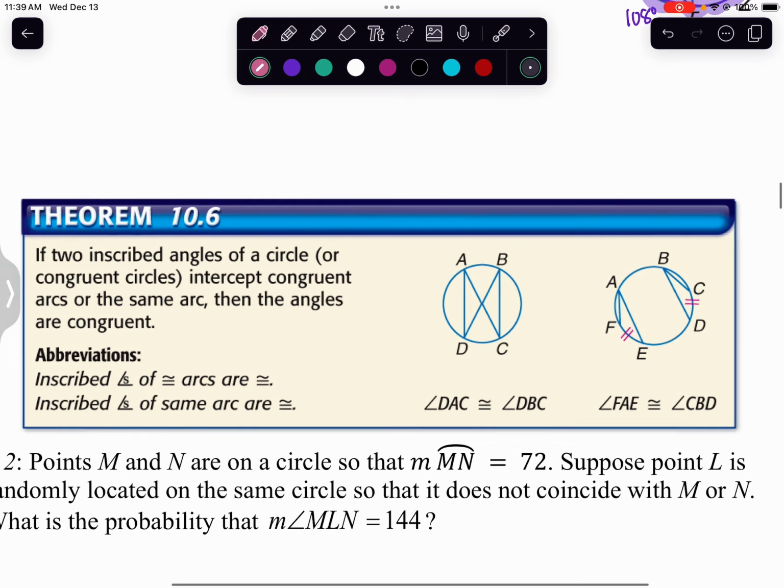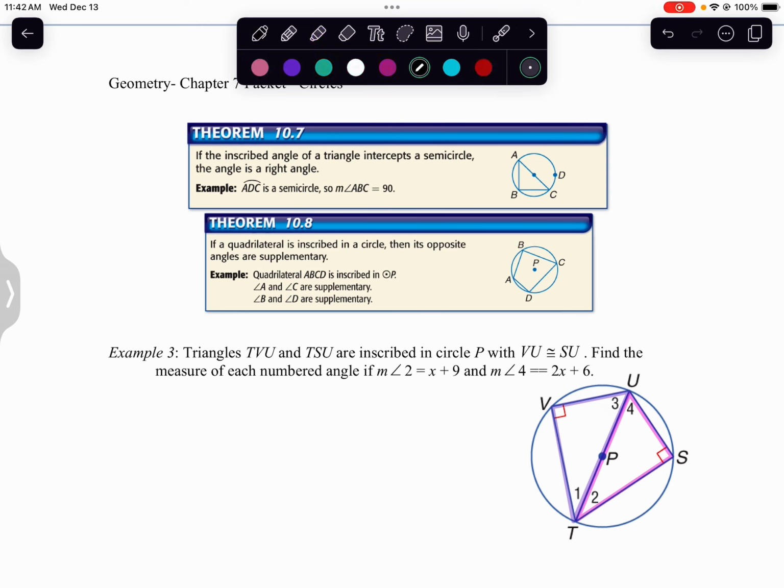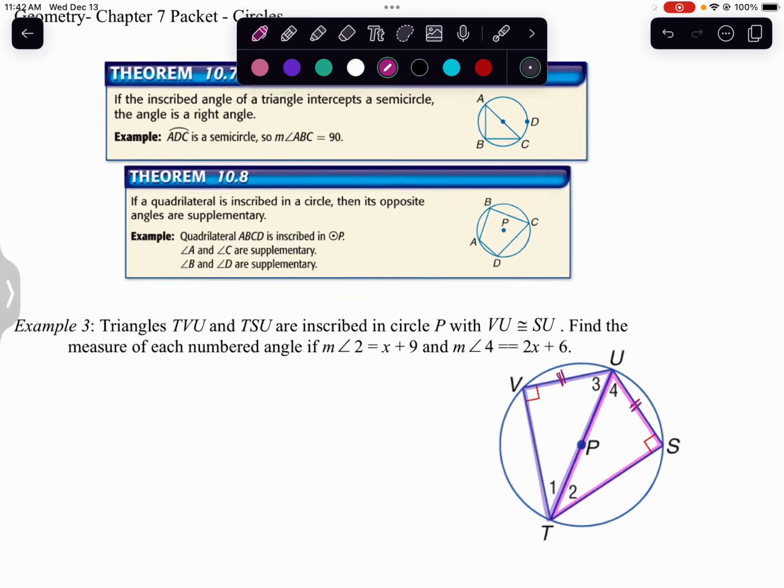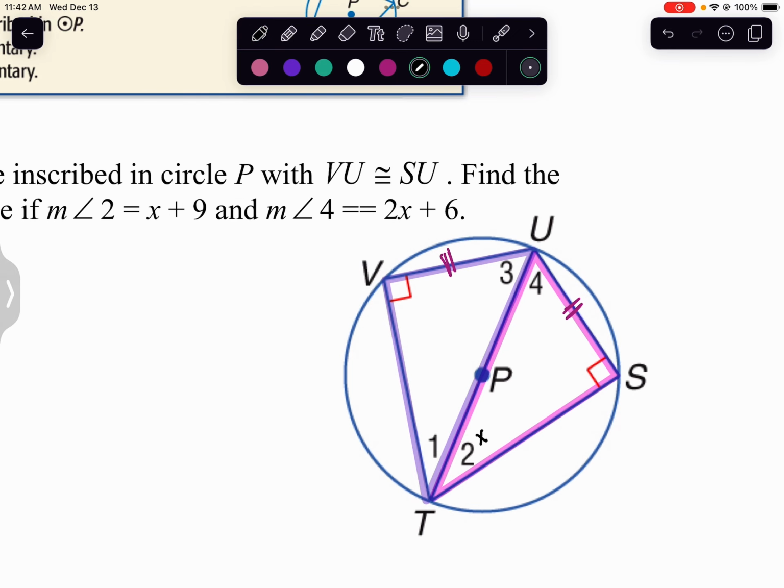All right, example 3. It says triangles TVU, so T to V to U, so that's this triangle, and triangle TSU, so T to S to U is that triangle, are inscribed in circle P, and it's also telling us that V to U is equal to S to U. So those 2 segments are the same. Find the measure of each numbered angle if angle 2 is x plus 9 and angle 4 is 2x plus 6. You can just ignore one of those equal signs.